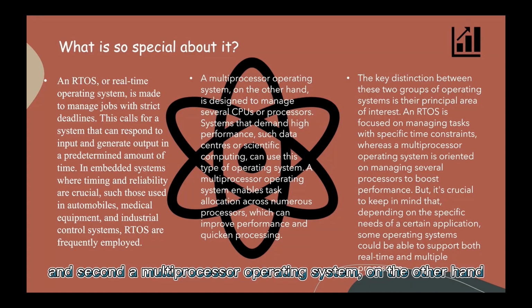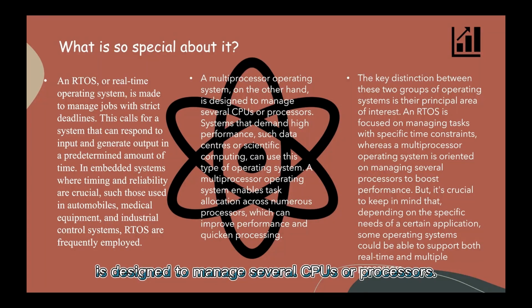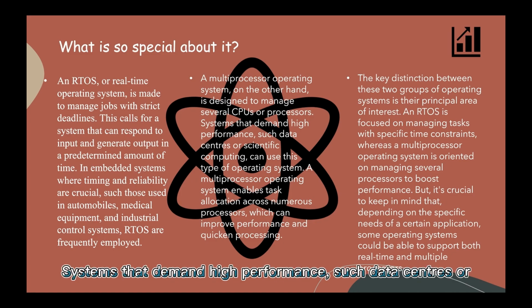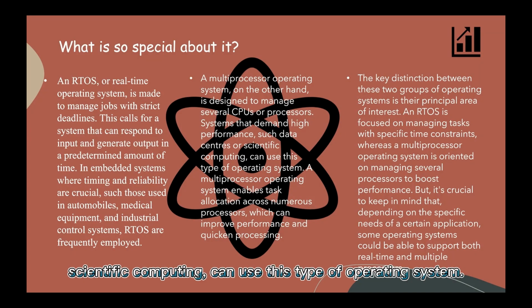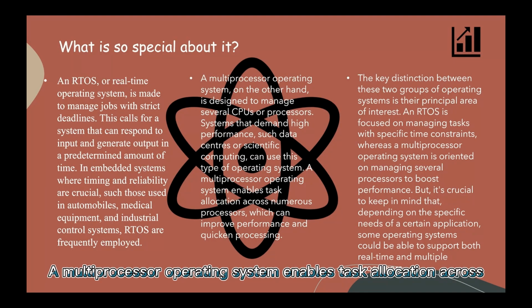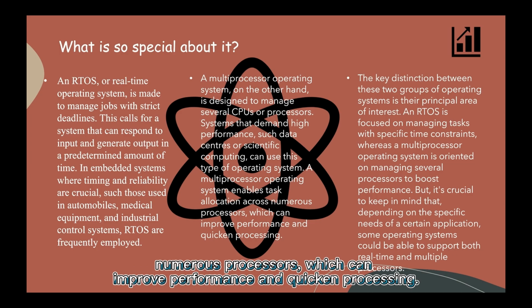Second, a multiprocessor operating system, on the other hand, is designed to manage several CPUs and processors. Systems that demand high performance, such as data centers or scientific computing, can use this type of operating system. A multiprocessor operating system enables task allocation across numerous processors, which can improve performance and provide quicker processing.